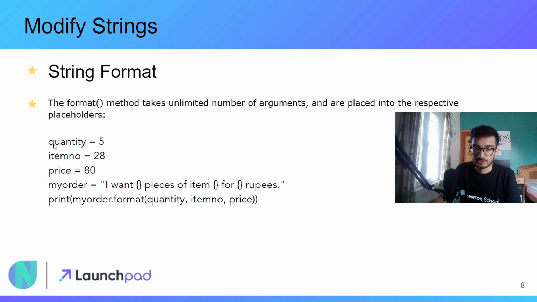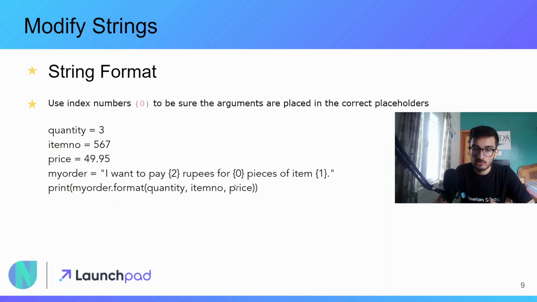Like we have here, we can save 5 as quantity to a variable. We can also have item number and price. Now I will modify my statement, as in I want, this is a placeholder, pieces of item placeholder for a dash rupees, right? So I can format these values accordingly. I can pass quantity, it would fill in quantity in the first one, item number in the second, and price in the third one. Now we can also use indexes, if I want to format certain values in a certain way. So now the statement is modified, as in I want to pay dash rupees, but my price is being supplied last.